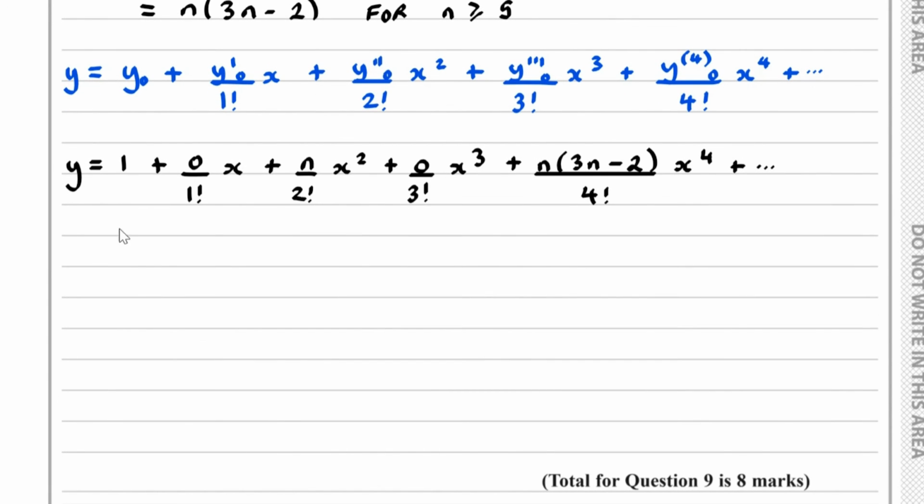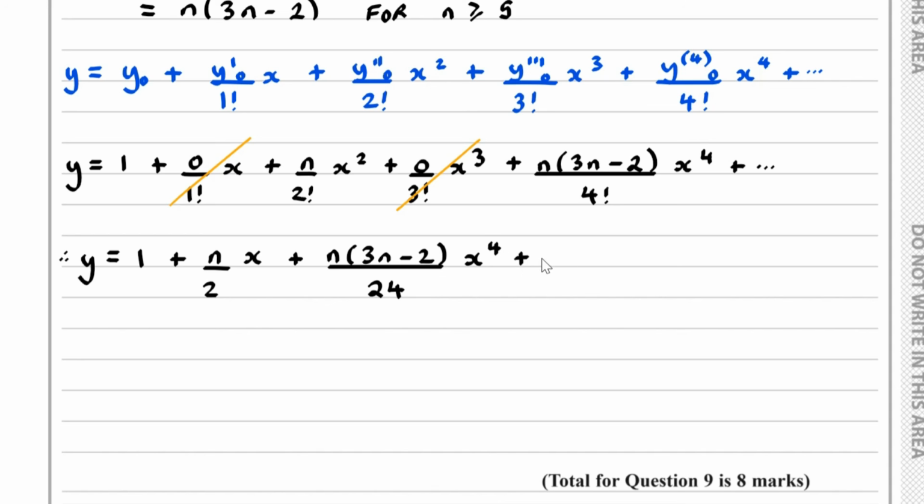So I've got 1, 2, 3 non-zero terms, and this is 0 and this is also 0. So what I end up with for y is 1 plus n over 2 x squared plus n times (3n minus 2) over 24 x to the 4, plus higher order terms.